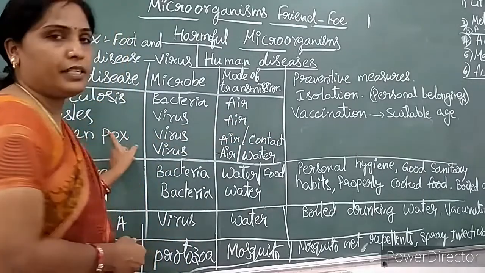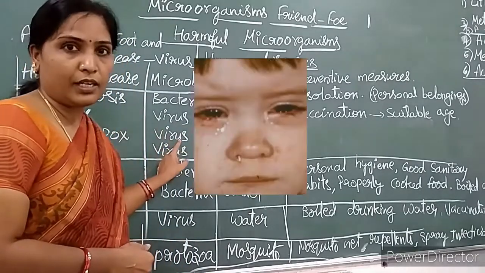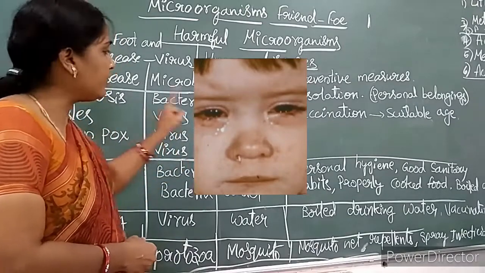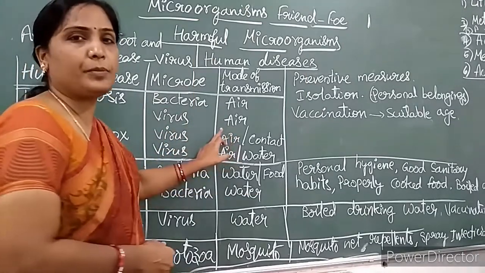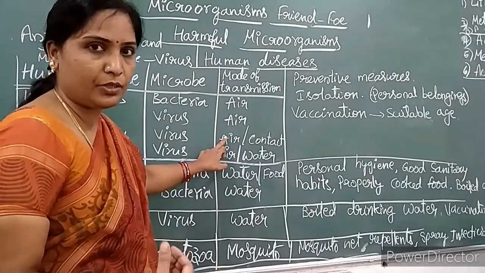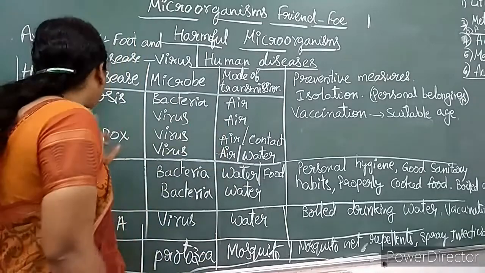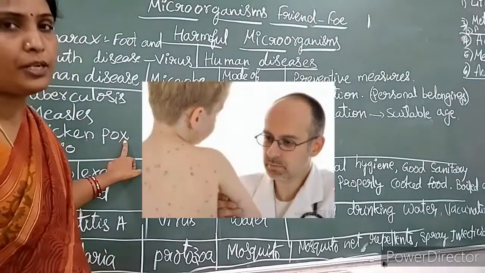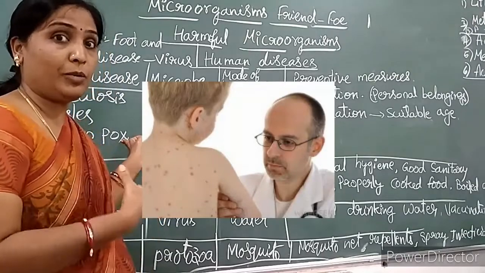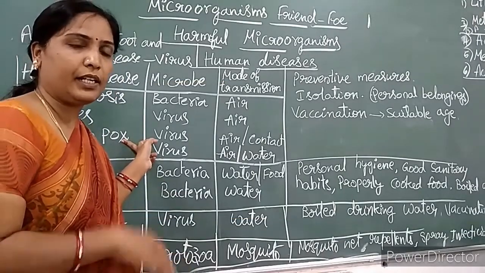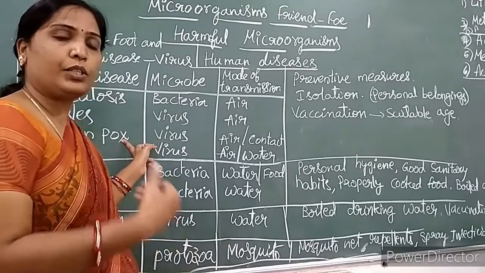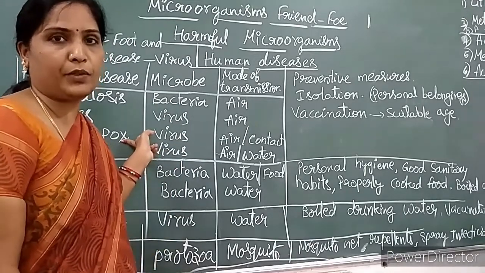And the other disease is measles. Measles is caused by a virus. The microbe that causes measles is a virus. And it is also spread by air. Only through air it spreads from the infected person to the healthy person. And the next disease is chickenpox. Already we learnt in our vaccines topic, smallpox was completely eradicated by Edward Jenner, who identified some vaccines, and so that was completely eradicated from our country.